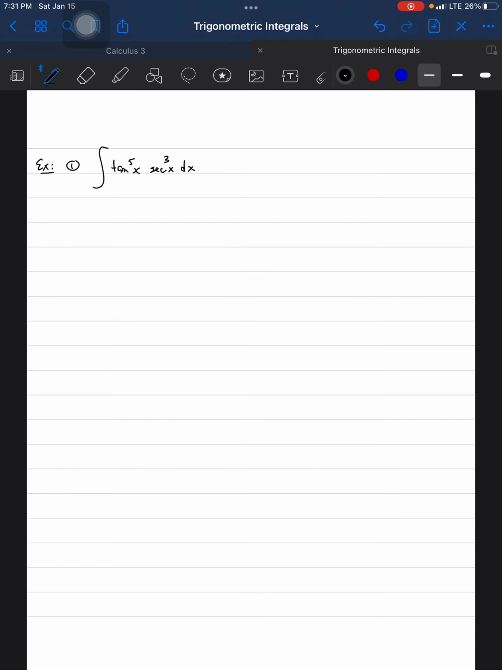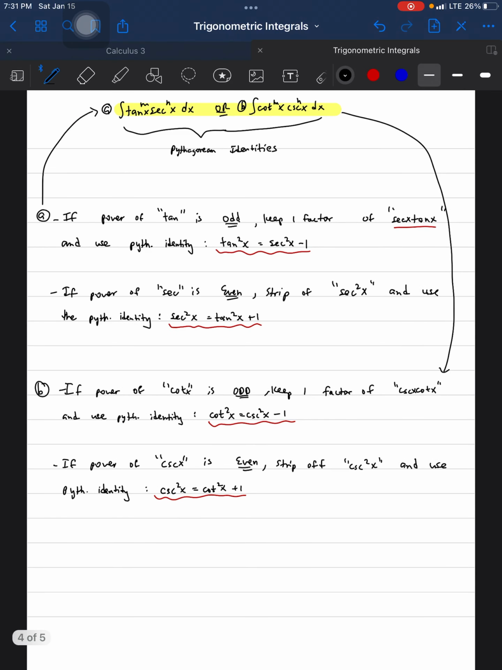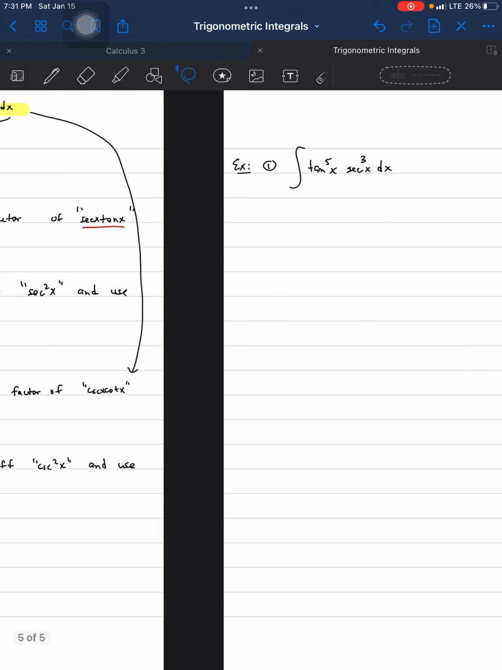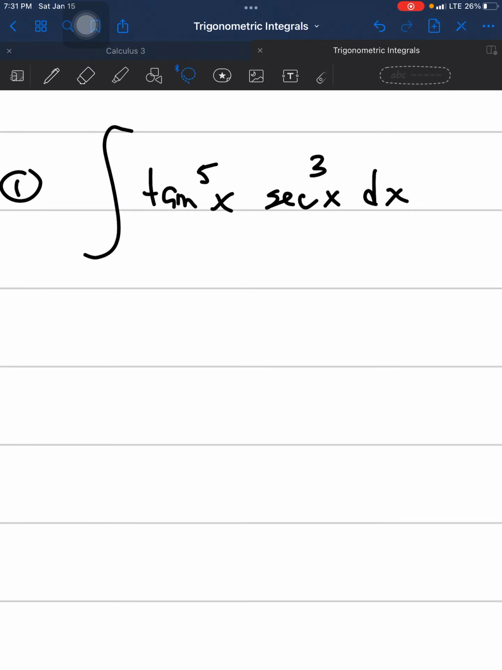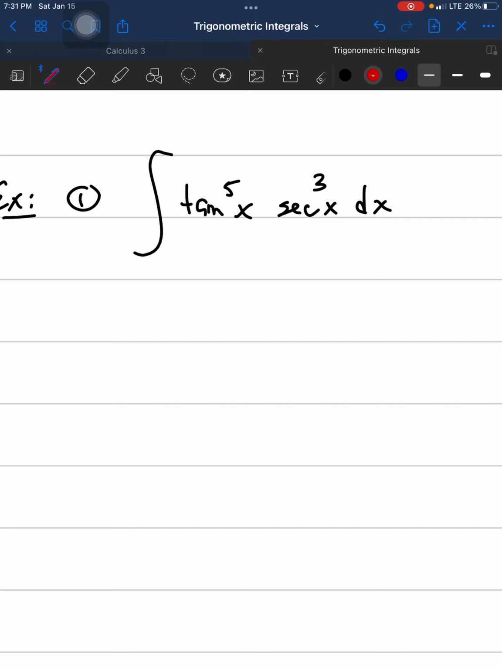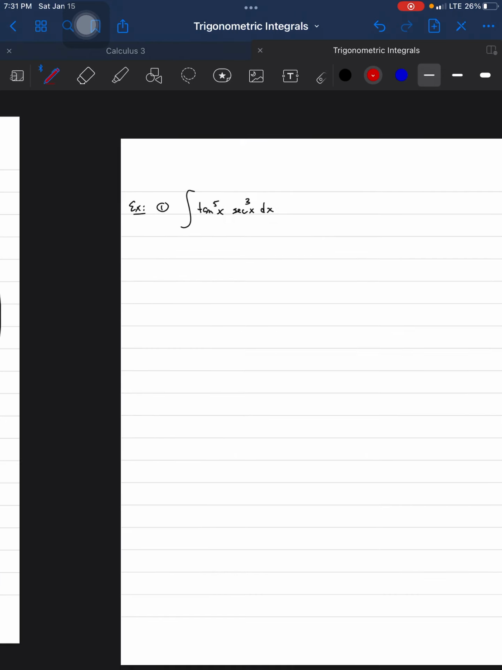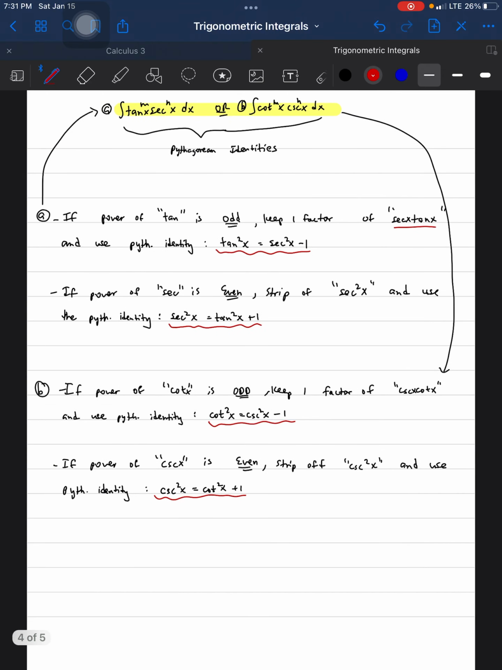So what are we gonna do here now? If you look back at the rules, it says that if the power of tangent is odd, keep one factor of secant x tan x, and use the Pythagorean identity tangent squared x equals secant squared x minus 1. So let's use that method, since we see that tangent here has a power of 5, and 5 is an odd number. So let's do that.